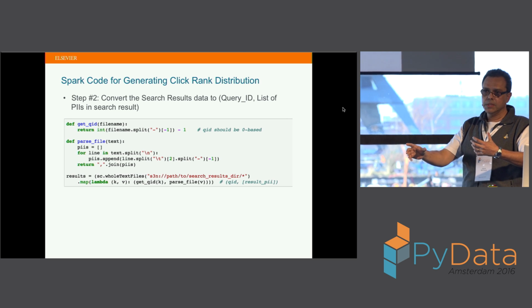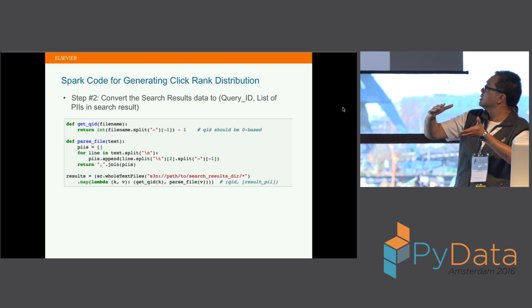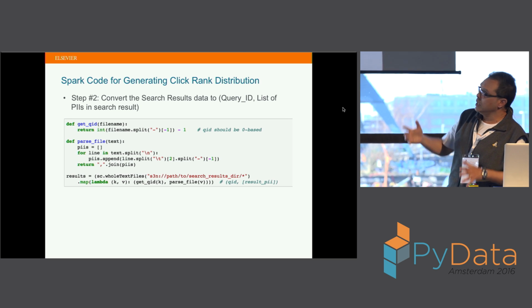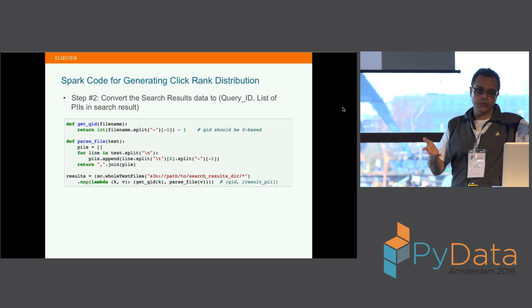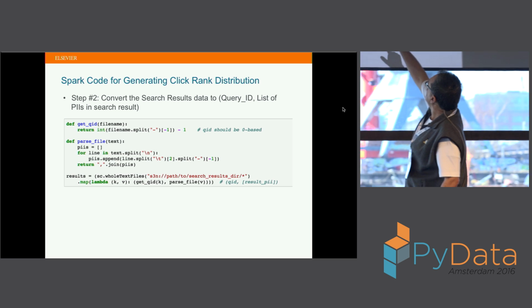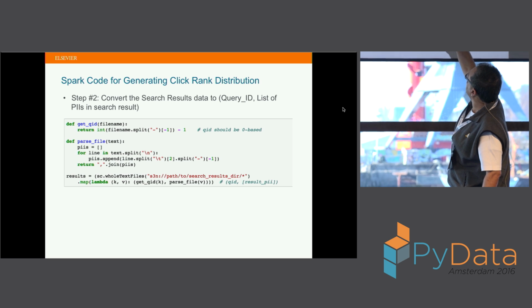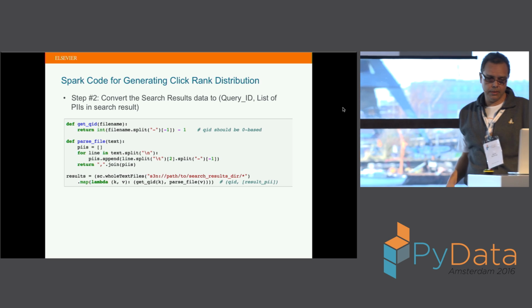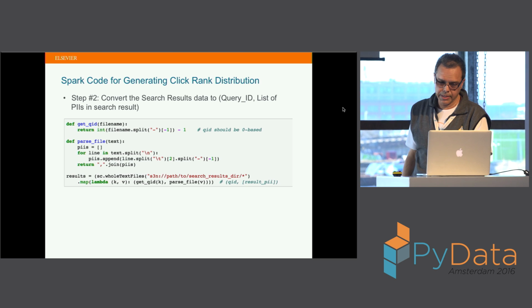All it does is strip out the two columns and flatten out all the document IDs for the search results, right? So the end result here is that I have a query ID and a list of result PIIs, right? PIIs are internal document IDs. Think of it as document ID.